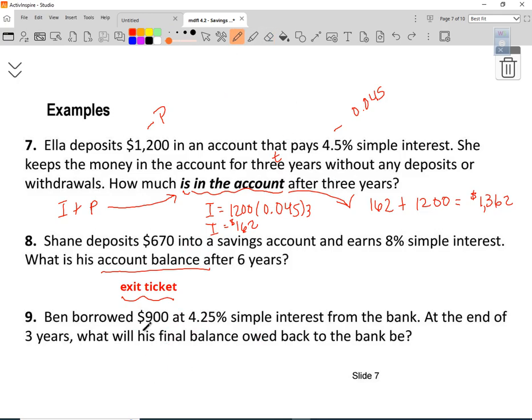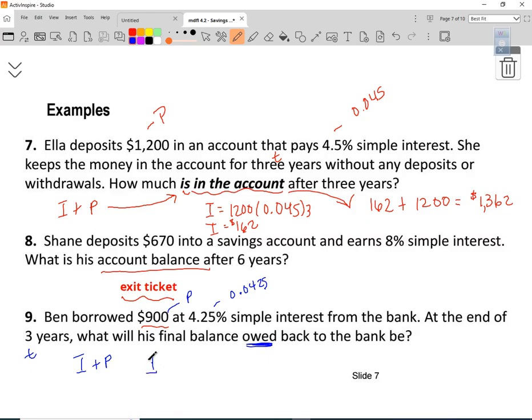All right. Ben borrowed $900 at 4.25% simple interest, and at the end of 3 years, what will be his final balance owed back to the bank? So that's very much like his account balance, except this is how much he owes. He does not have this amount in his bank. But this beginning amount is the principal. This is his interest rate. We'll convert it to a decimal. And this is the time. So it's going to be the interest he has to pay plus the principal. That's how much he's going to owe back to the bank.